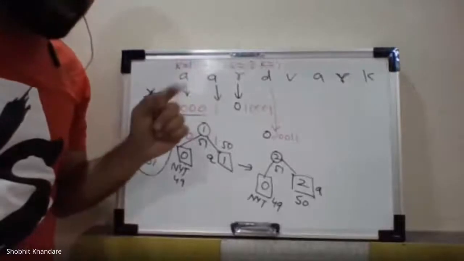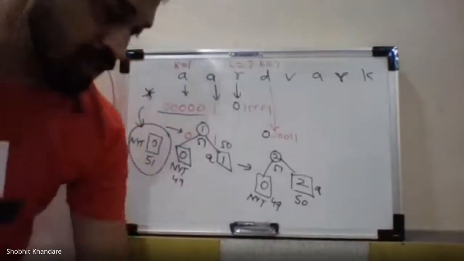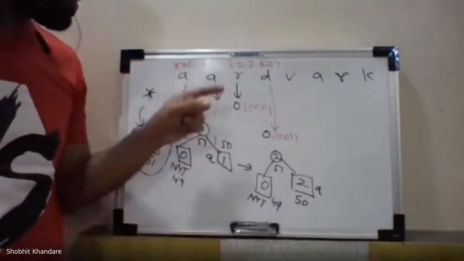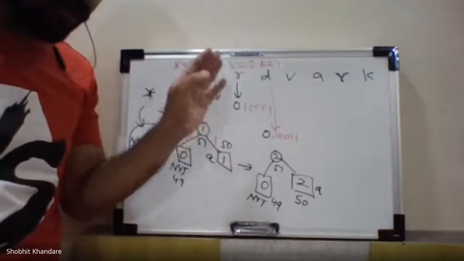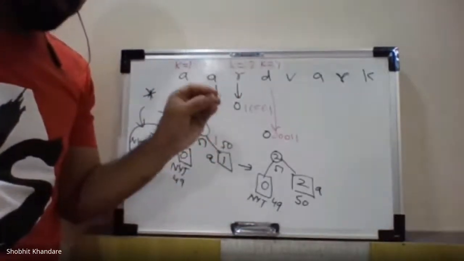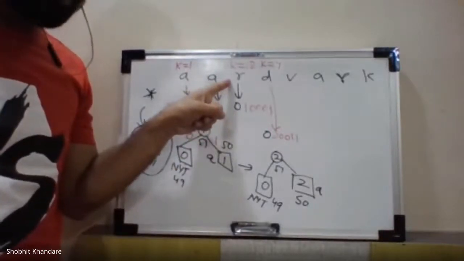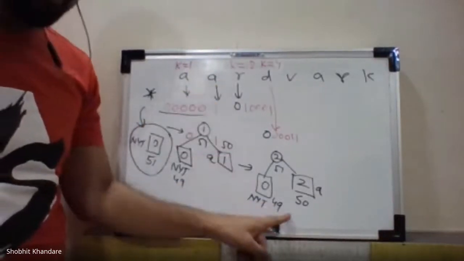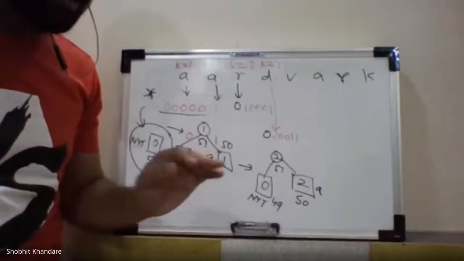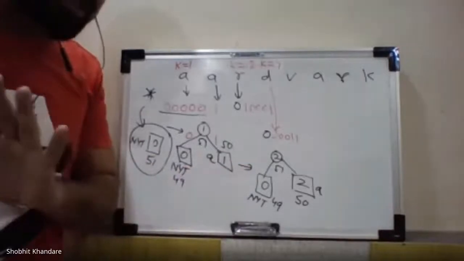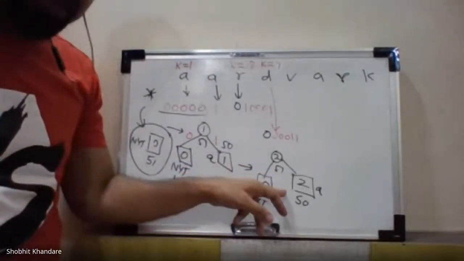Again repeat the steps. Step number 2, what does it say? If the symbol has come for the first time, yes, R has come for the first time, so you have to send the NYT code followed by the fixed code of that symbol. Now here I want to send the NYT code. My updated tree is this. Now if I ask you to tell me the NYT code, again I am saying the NYT code is not related to the fixed code. It is only the code which you will get from the updated tree.